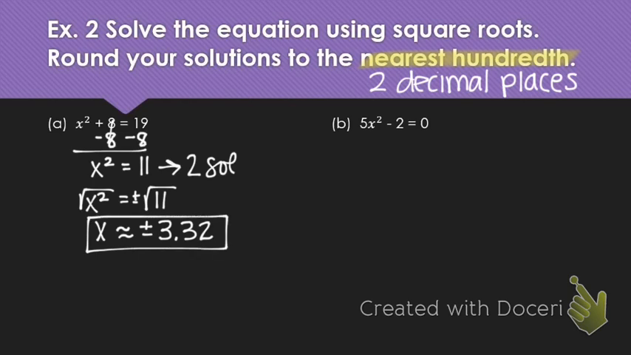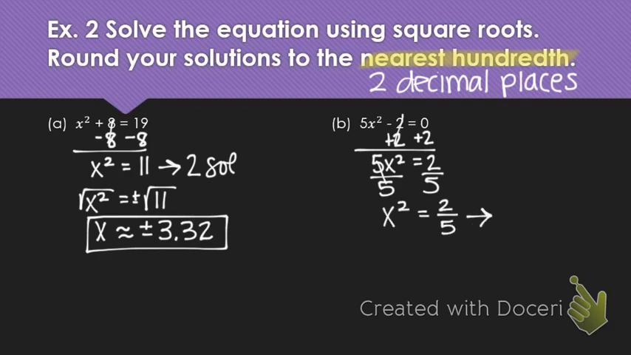What did you do first for letter B? All right, we add 2 to both sides, so 5x squared equals 2. What'd you do next? Divide both sides by 5, so x squared equals 2/5. Now, based on what x squared is equal to, how many solutions should we end up with? 2. Once again, x squared is equal to a number greater than 0, so that is going to be 2 solutions. How do I solve for x? Square root both sides.